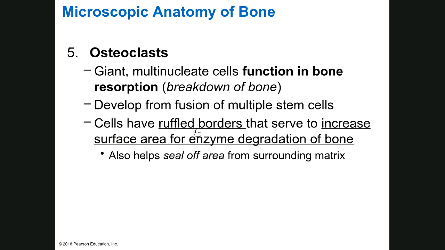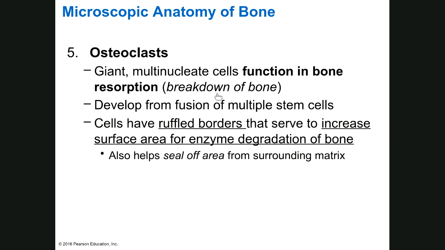Okay, last one, very, very important, osteoclast. So you want to look at osteoclast as being like the opposite of osteoblasts. What that means is osteoclasts, instead of building up bone like osteoblasts do, are going to break down bone. Now, initially, that might not make very much sense. It's like, why would we want to break down bone?